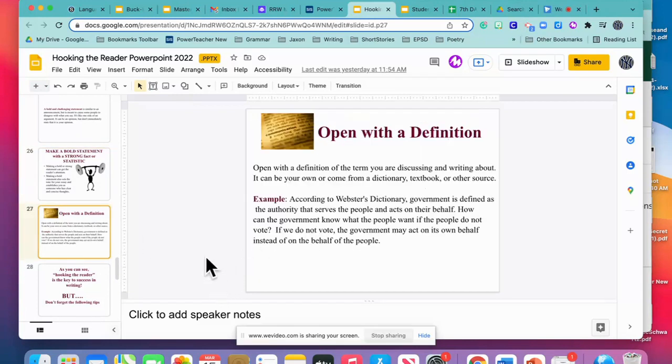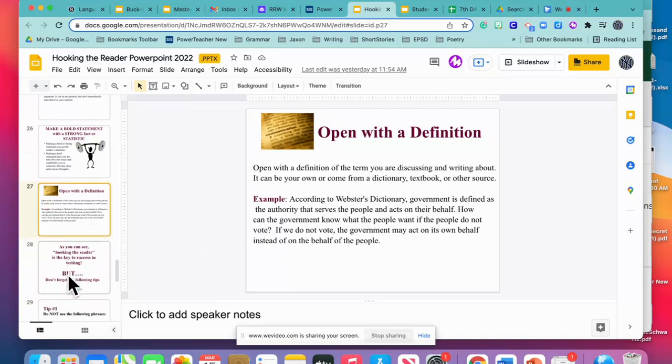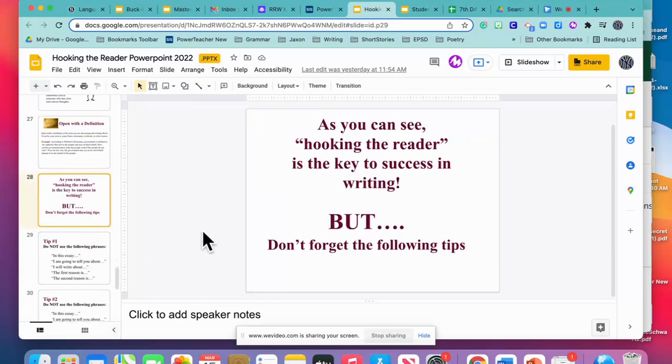The other one that was an added one is a definition. So here's an example. According to Webster's Dictionary, government is defined as the authority that serves the people and acts on their behalf. How can the government know what the people want if the people do not vote? If we do not vote, the government may act on its own behalf instead of on the behalf of people. So part of it is a definition, part of it is the explanation of the definition and how it relates to this person's topic, okay? And you can get that from a reliable source like a dictionary or a textbook, okay?